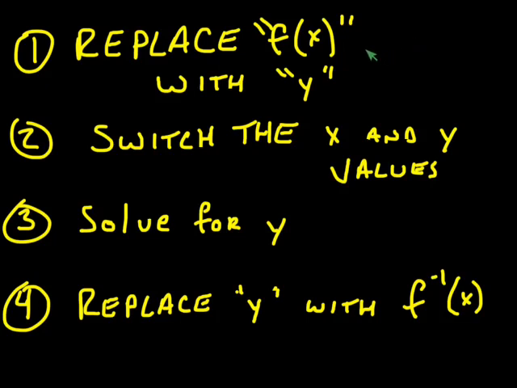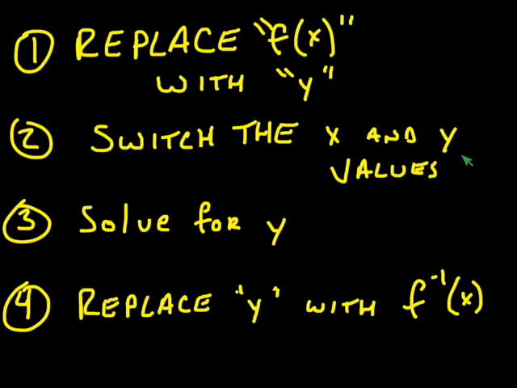Our first step is to replace the f of x with a y. Now we're going to switch the x and the y values. So anything that was an x becomes a y, anything that was a y becomes an x. This seems a little strange.